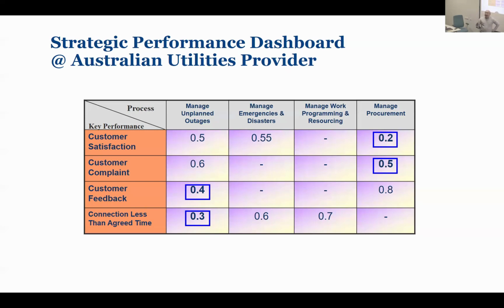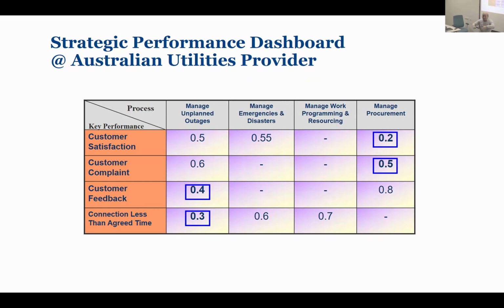And then they can highlight, like, okay, we are really having a problem in terms of SLA violations in our management of outages. And we are doing very poorly in terms of customer satisfaction with respect to our procurement process. And then they will say, these are the 2 areas where we need to direct our attention. Of course, these little numbers, 0.2, 0.5, 0.8, they don't come randomly.